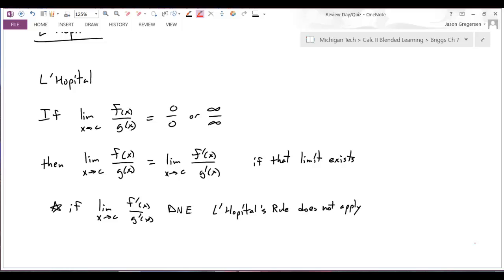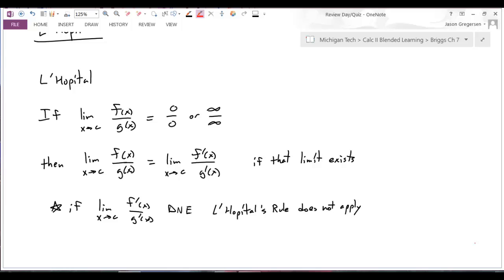And if I'm in that situation where I have a function here that has this battle between big and little, there's a trick. There's a theorem that says the limit of this function is going to be the same thing as the limit of this function, where I just take the derivatives of these two functions. And sometimes taking those derivatives will simplify the function so that I can actually take the limit.